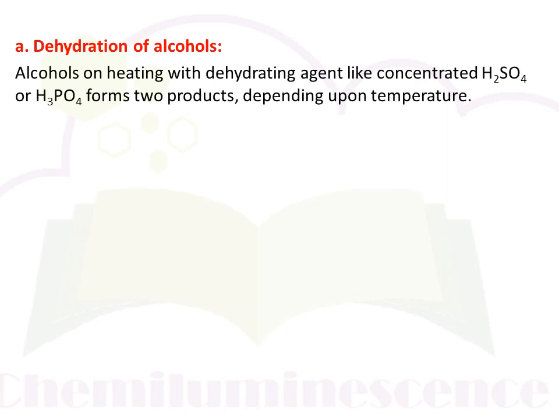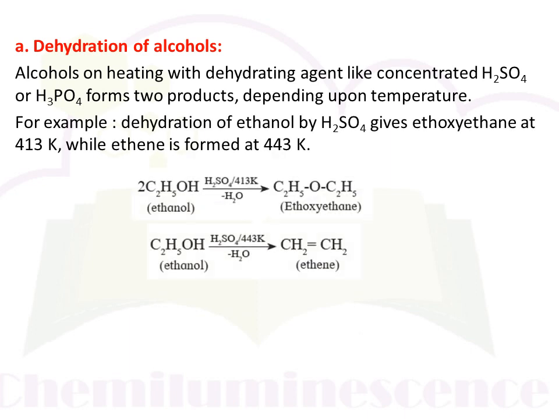The first method of preparation of ether is by dehydration of alcohols. Dehydration means removal of water. Alcohol on heating with a dehydrating agent like concentrated sulfuric acid or phosphoric acid forms two products. These two products depend upon temperature. Let's see with the help of an example.